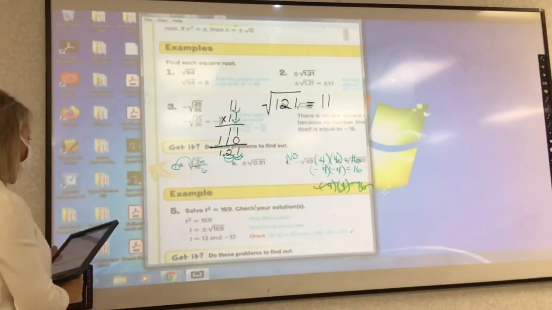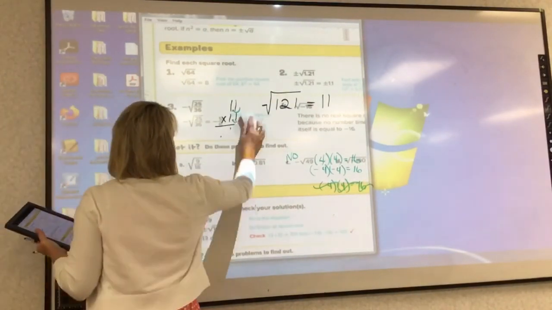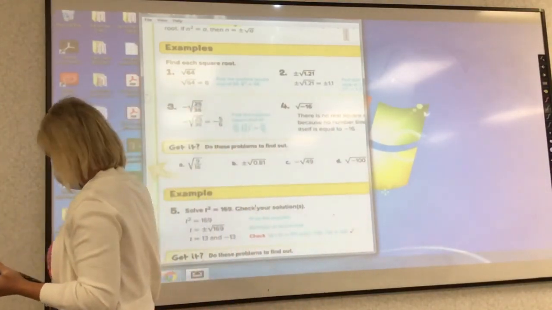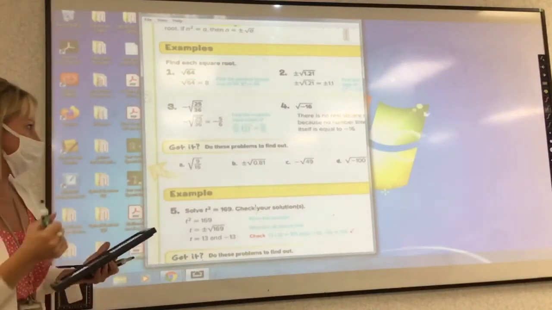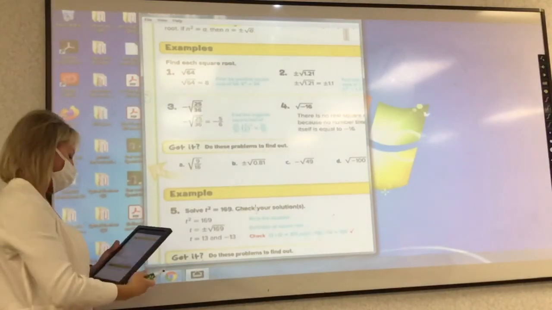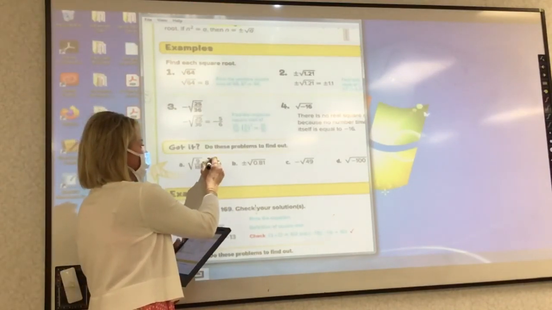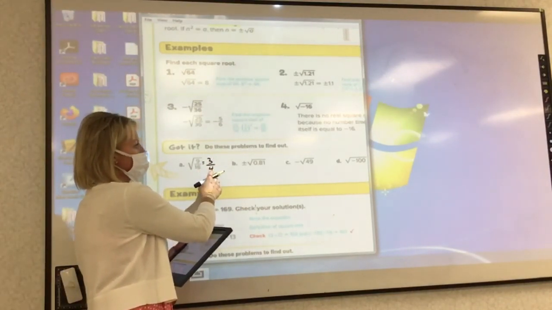So let's take a look at our got it problems. Letter A, the square root of 9/16. So what's the square root of 9? What's the square root of 16? 4. So your answer is just 3/4.